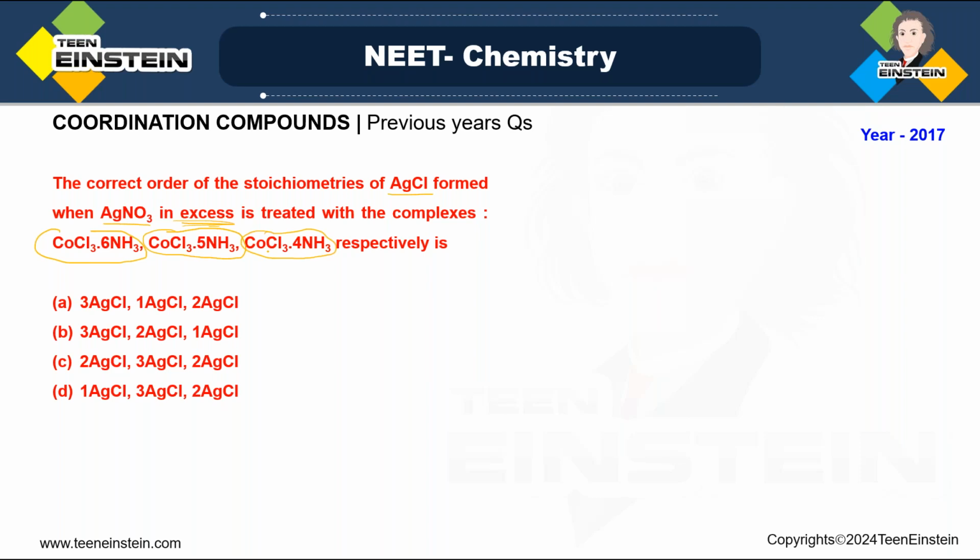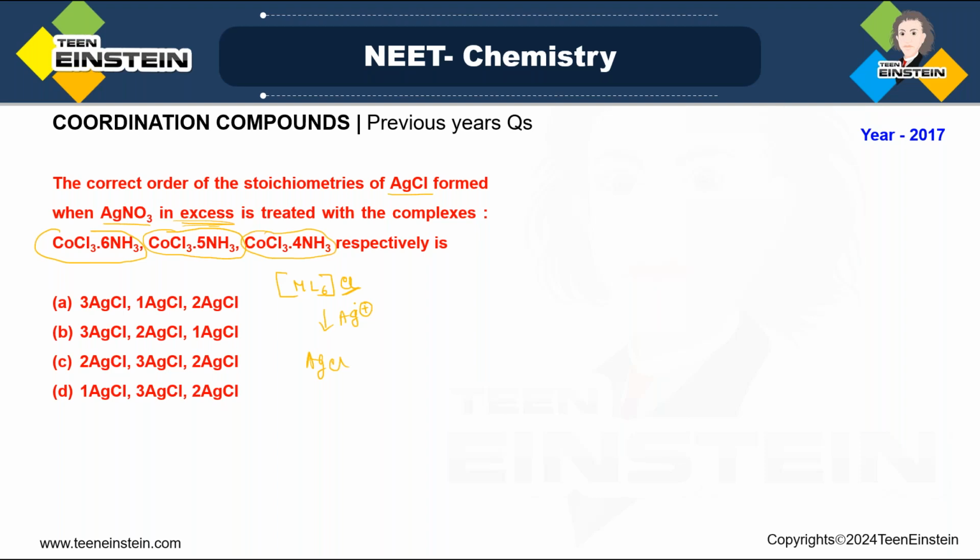Now what does it actually mean? The formula, when we write like this, ML6 or ML5, whatever it is, the ligands that are present outside. Suppose when Cl is present outside, then only it can react with Ag plus, which is coming from AgNO3, and it can form AgCl. Suppose if the Cl is present inside, suppose outside there is nothing. If Cl is present inside, then it cannot react with Ag plus because it is not free. It is directly bonded to the metal. Only the chloride outside the coordination sphere can react with Ag.